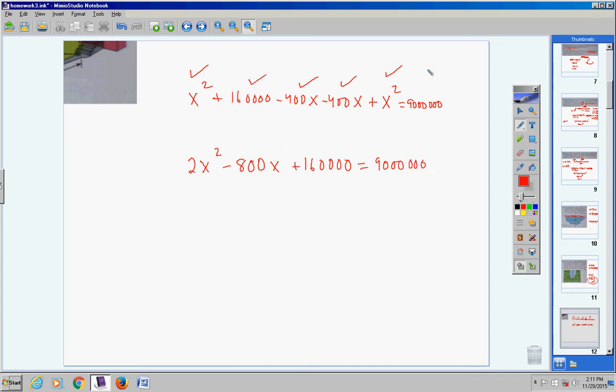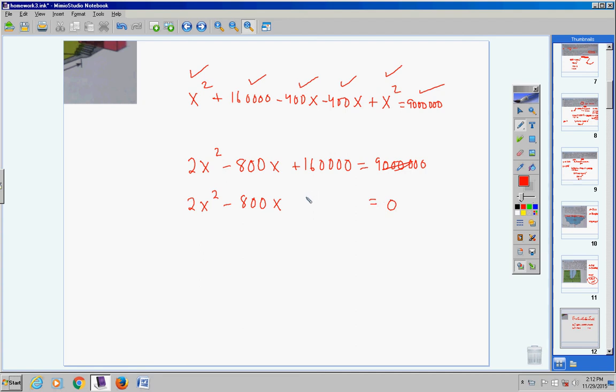Now look guys, the only ways we've learned to solve this quadratic equation are completing the square or the quadratic formula. I think we can all agree that neither of those two methods is our favorite, but the worst is completing the square. So if I'm going to use the quadratic formula, I better get one side equal to 0. So bring your 90,000 over and make it negative.